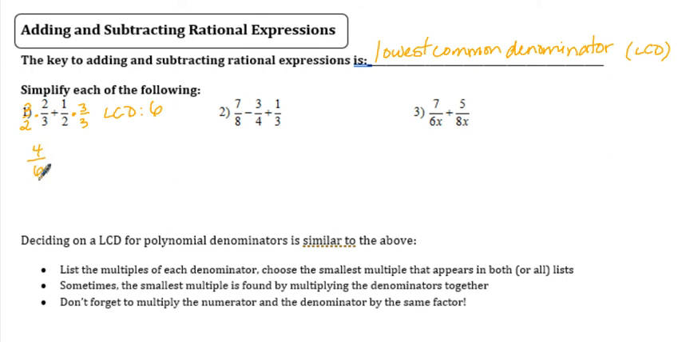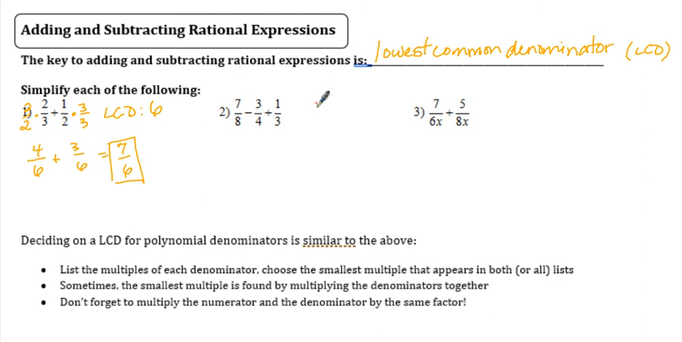The left-hand fraction turns into 4/6. The right-hand fraction turns into 3/6. And so you then have a total of 7/6. That is the sum of those two fractions. So we've added those two fractions.